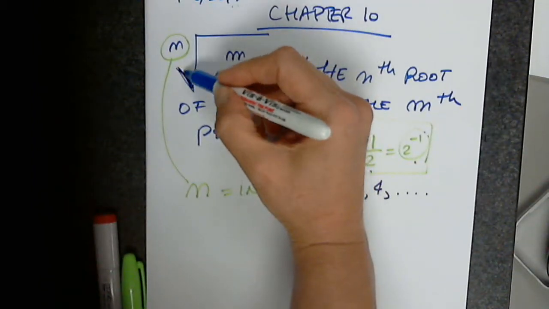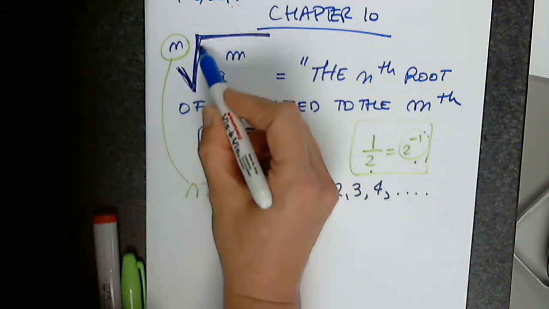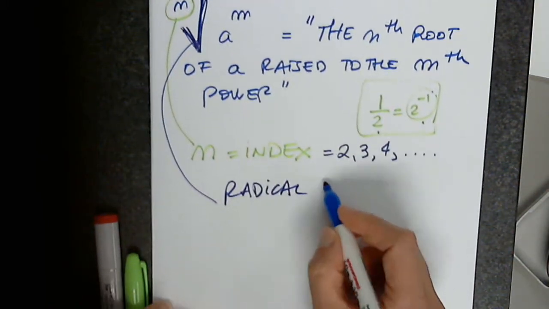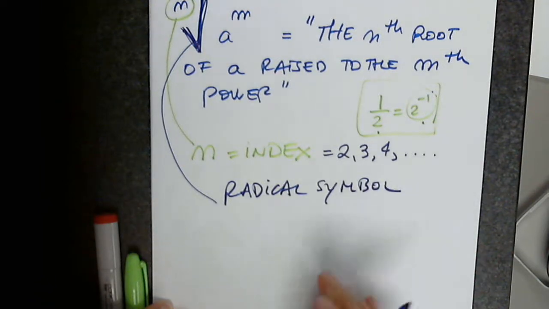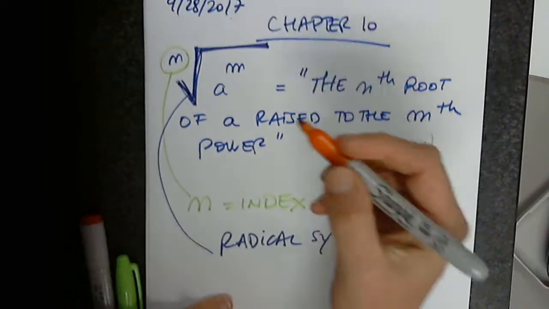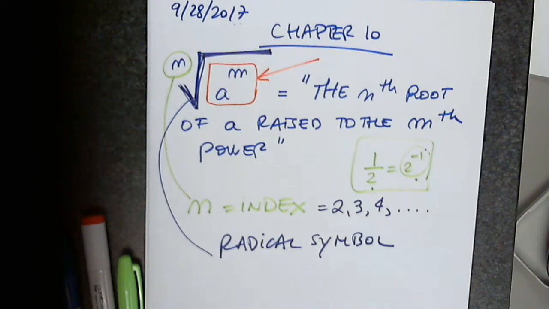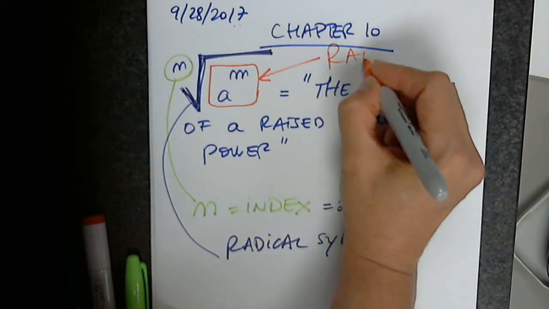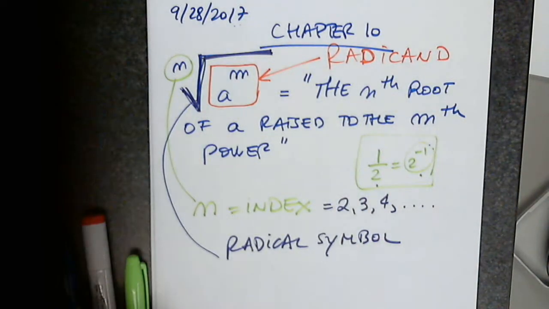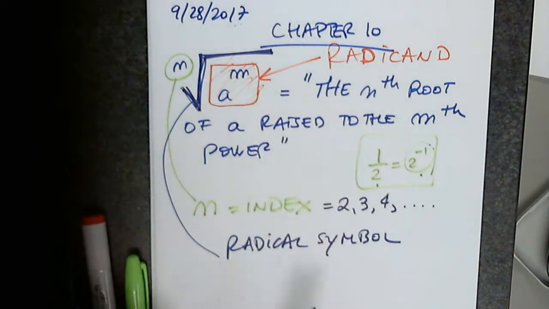Now, this is what is called the radical symbol. And this quantity, and we have to remember this, has a special name. It's called the radicand. So everything that is under the root is called the radicand.